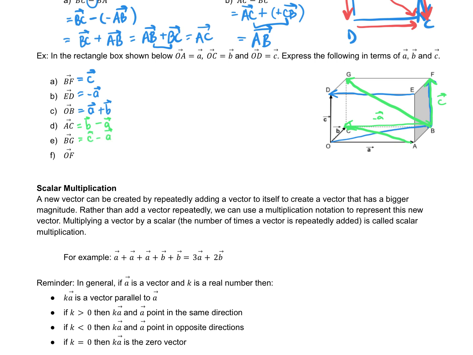There we are. And finally, vector OF is this right here, and that looks like the sum from O to B and B to F. Well, B to F is just equivalent to vector C, and vector OB we've already established is the sum of A and B. So OF is the sum of all three vectors.